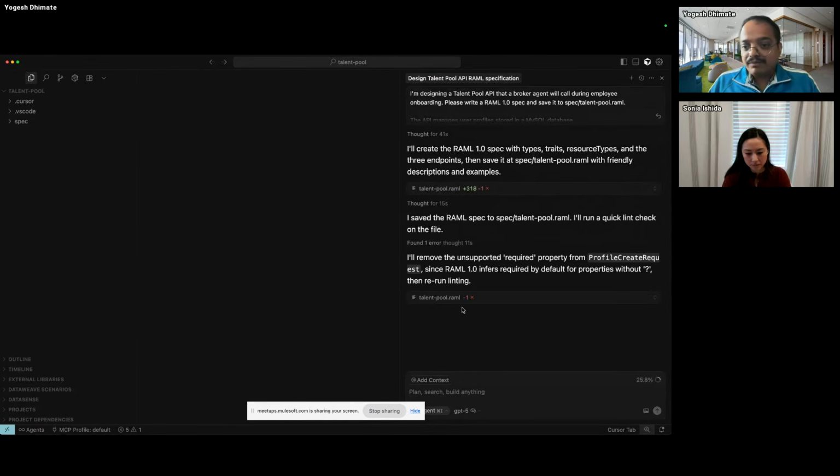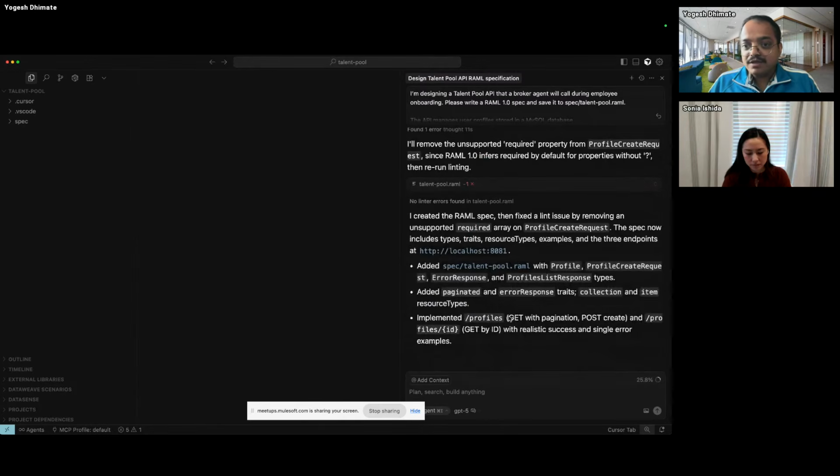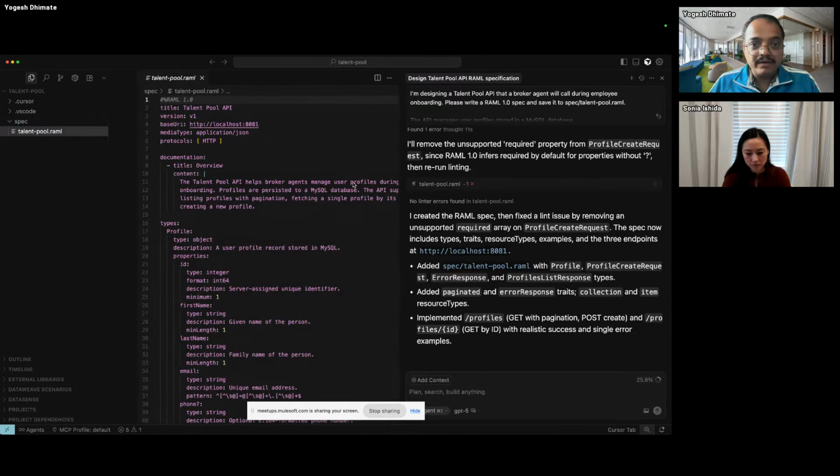She gives permissions to Cursor, and Cursor creates a RAML spec, which she can see here right in the editor. I'm sure all of you must have used our MCP capabilities, either using IDEs as well as the Mule Dev Agent that was just launched last week.